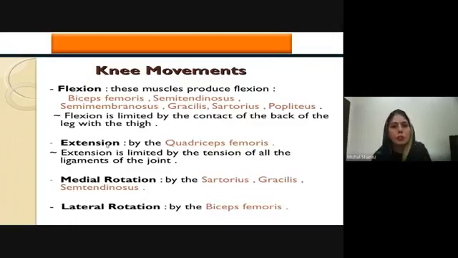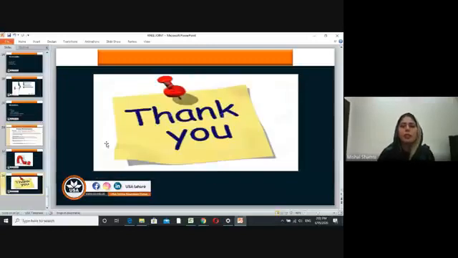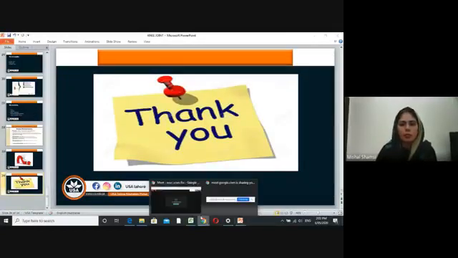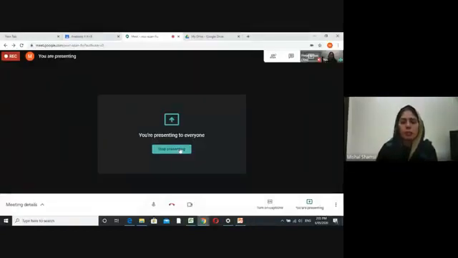So this is all for the knee joint. The locking and unlocking of the knee joint and the applied anatomy of the knee joint we will discuss in the next lecture, along with the applied anatomy of the hip joint. If you have any query or issue regarding the knee joint, you may ask me in your interactive session. Until then, try to understand and learn the knee joint in detail.